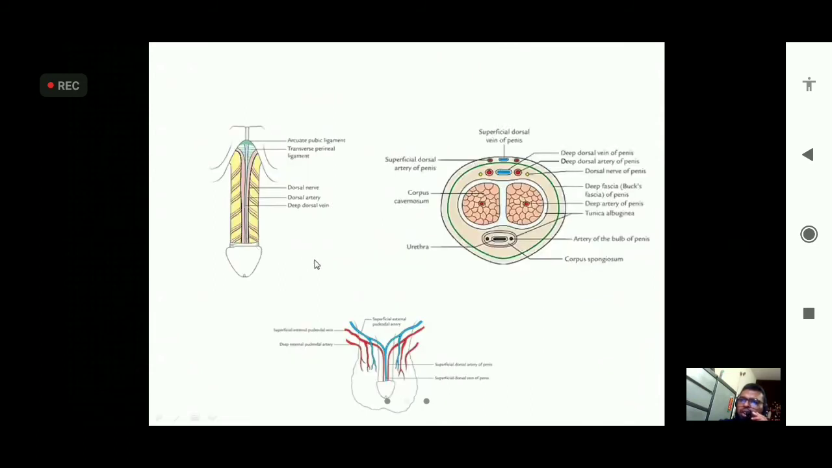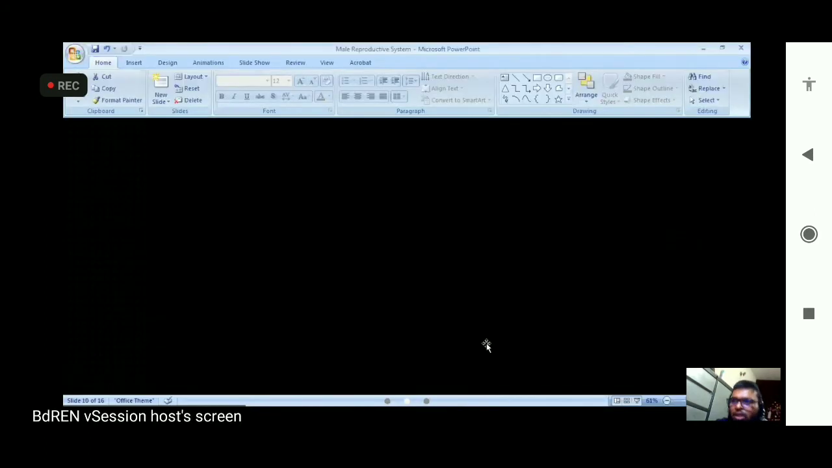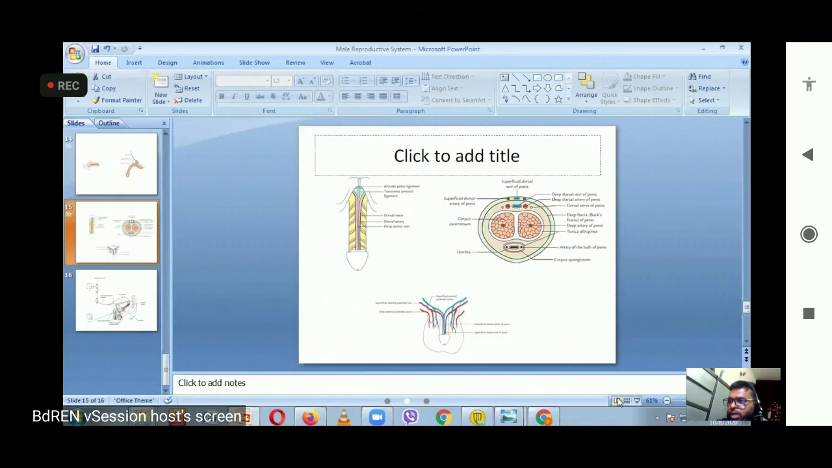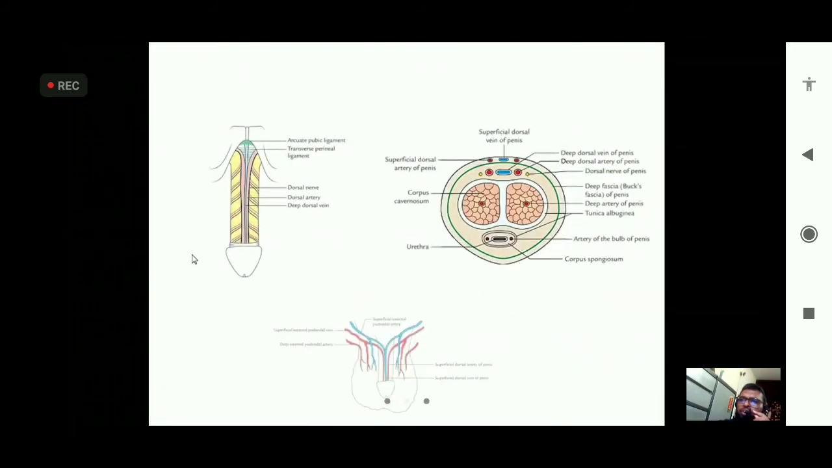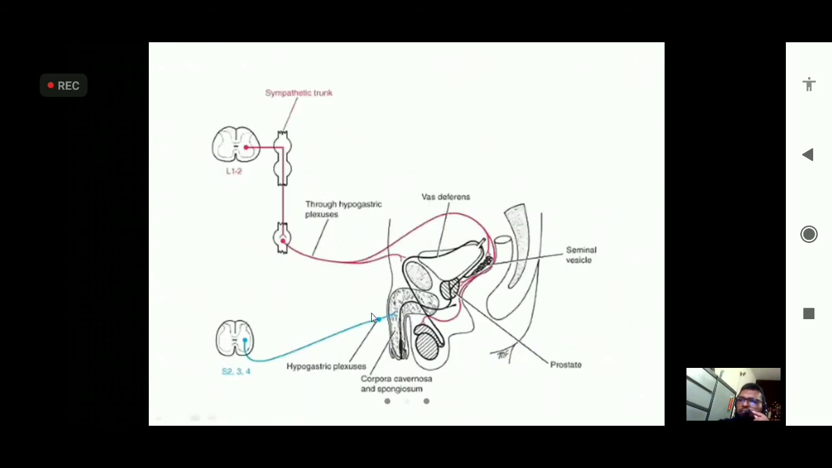Let us discuss a little more about the mechanism of erection and ejaculation that you must know, and that is very important to know. I told you, be it corpus cavernosum or corpus spongiosum, it is actually venous plexuses, spaces, blood vessels, spaces which are filled up during erection. So this is actually done by parasympathetic sacral 2, 3, 4, that actually gives the supply through the hypogastric plexus.